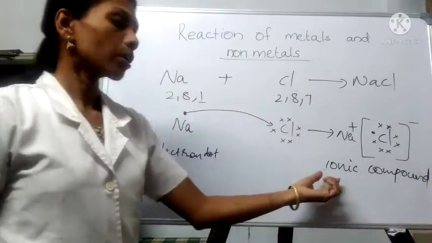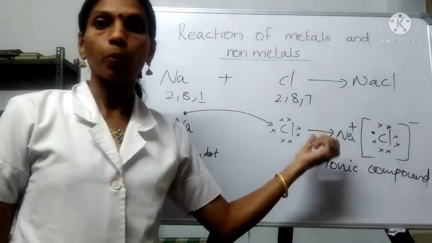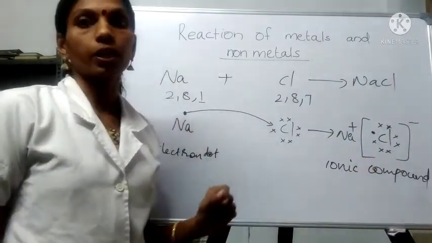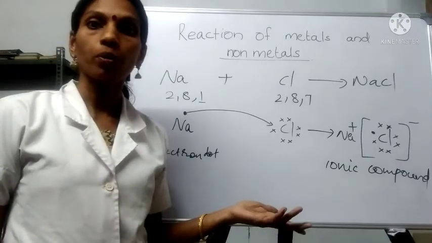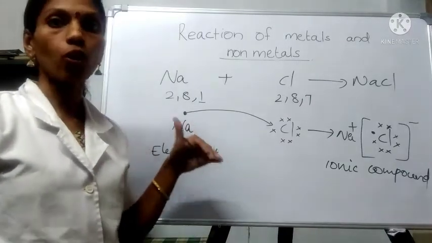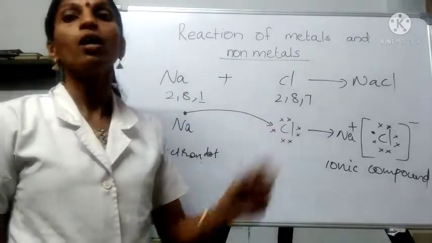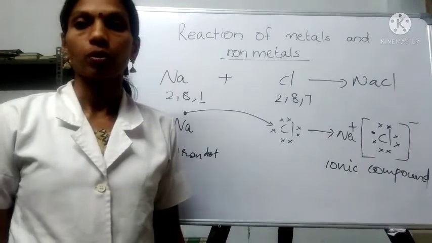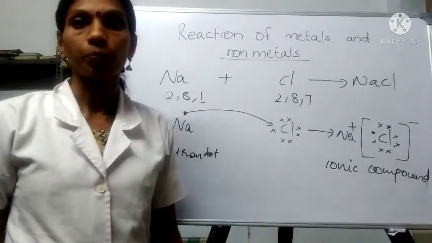So sodium chloride is known as an ionic compound because it contains ions, a positively charged ion and a negatively charged ion. So how can we define an ionic compound? Ionic compounds are the compounds formed by the transfer of electrons from a metal to a non-metal. So this is one example of an ionic compound.